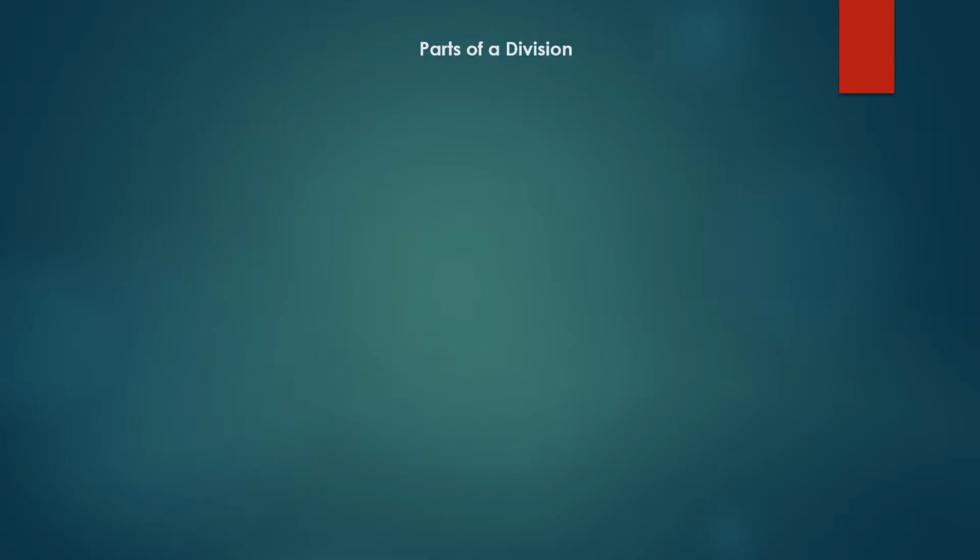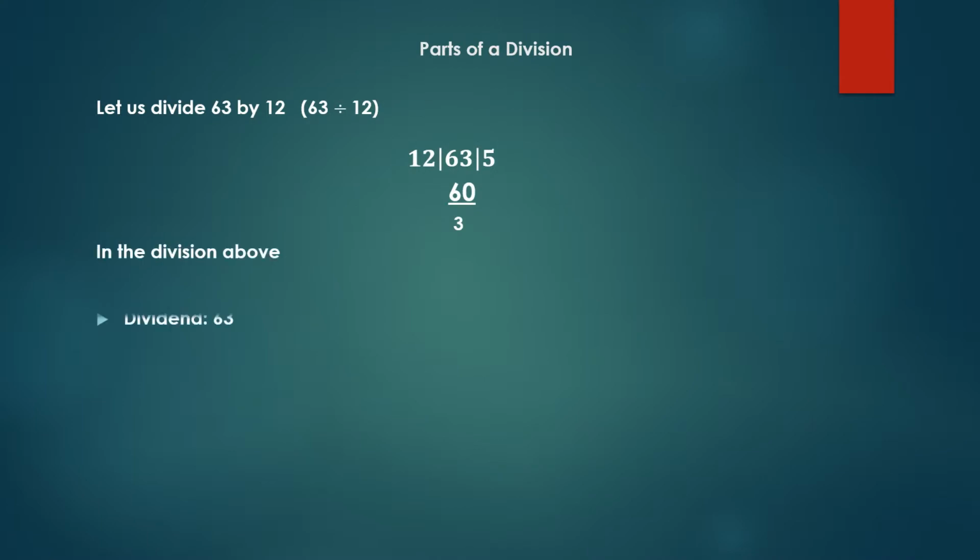Let us divide 63 by 12. In this division, the dividend is 63, the number which is being divided, and the divisor is 12. The quotient is 5 and the remainder is 3. We get a remainder when the divisor cannot exactly divide the dividend.